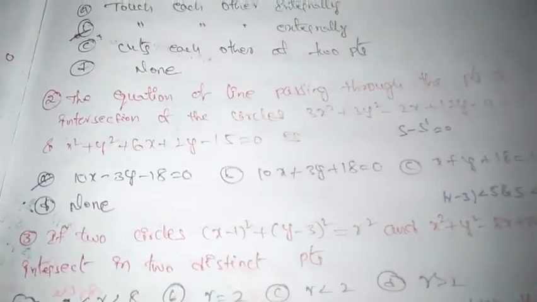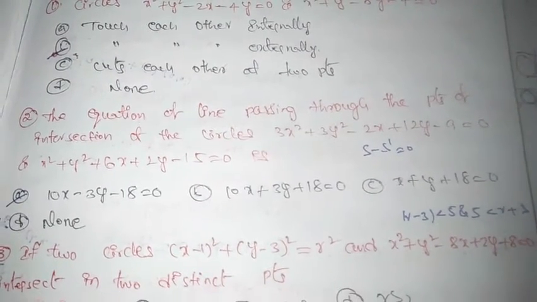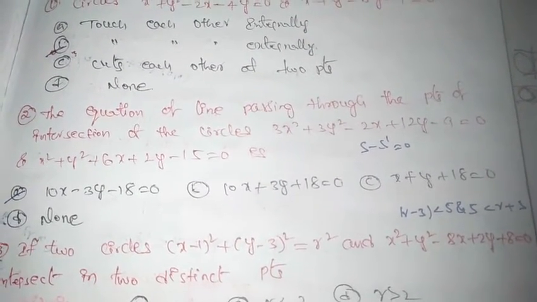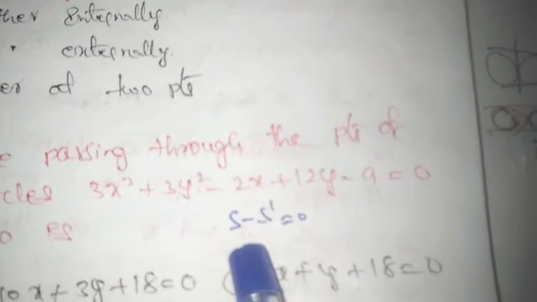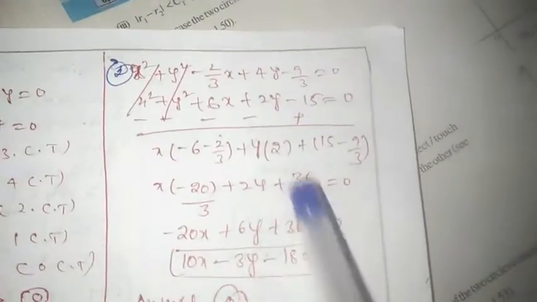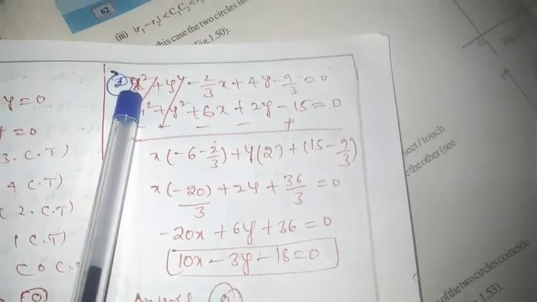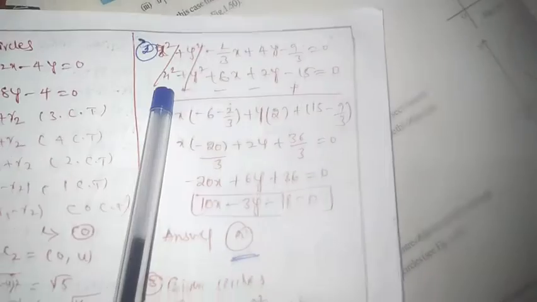Okay, now the next question: the equation of the line passing through the points of intersection of the circles. The line through the points of intersection of the circles is nothing but S − S′ = 0. The first circle can be taken as S and the second circle as S′. Now observing the solution, I am writing here the first circle and this is the second circle.